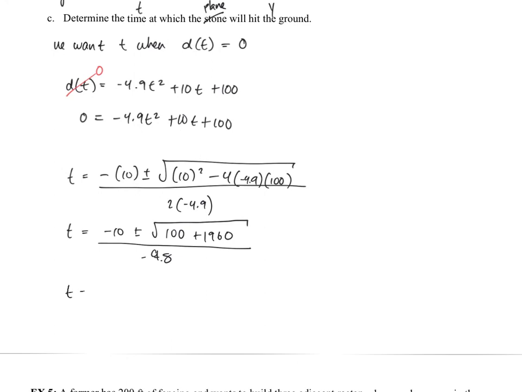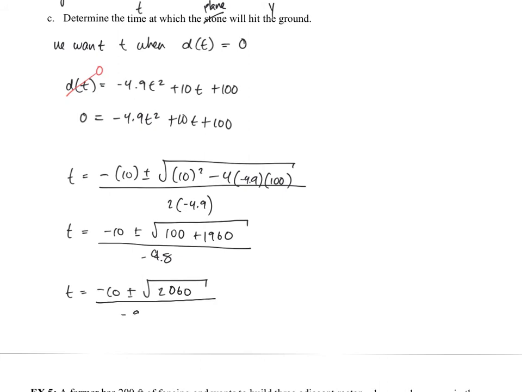And then let's see, what would that be? So negative 10 plus or minus the square root of 2060. Sorry, that's supposed to be 2060, which is not a perfect square, so that's not going to come out nicely either.